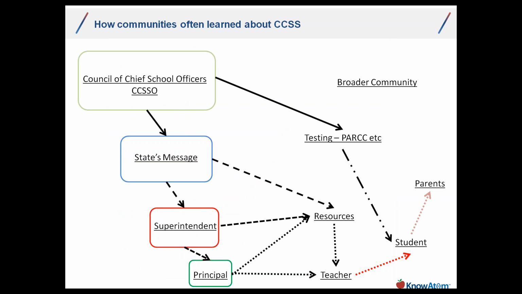When you look at the process, this is how it unfolded. The Council of Chief State School Officers, the CCSSO, were the ones operationally making it happen to get the Common Core standards up and running. Their message, through Achieve and so on, filtered down into a state message, and then the state filtered that out to superintendents as the states decided whether or not they would adopt.